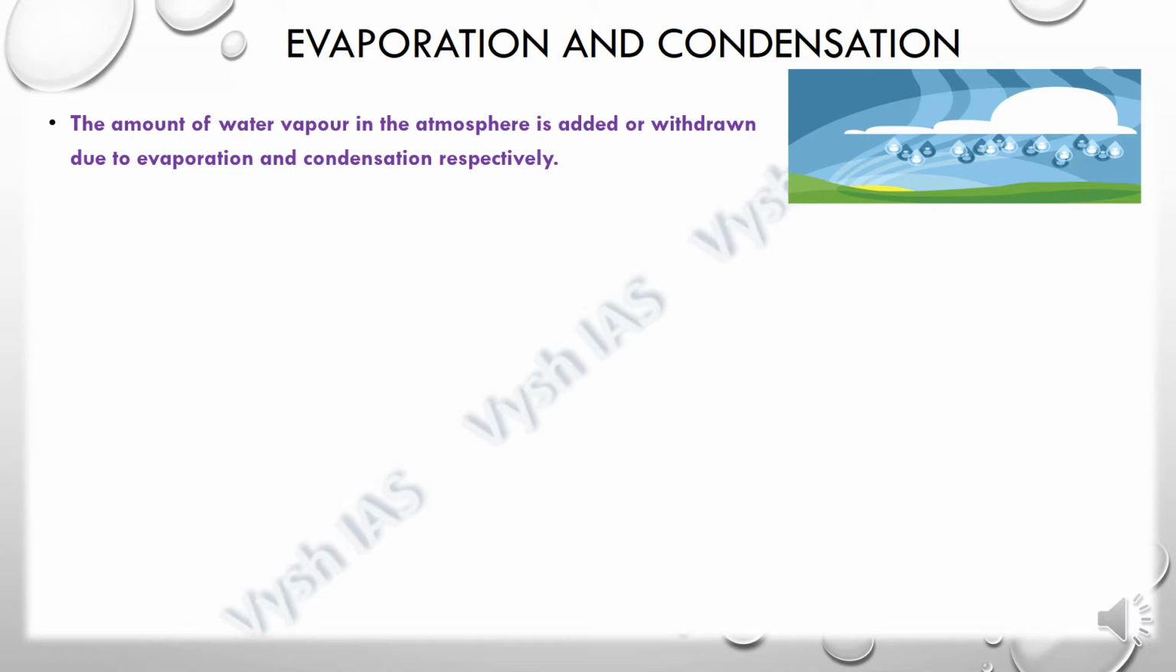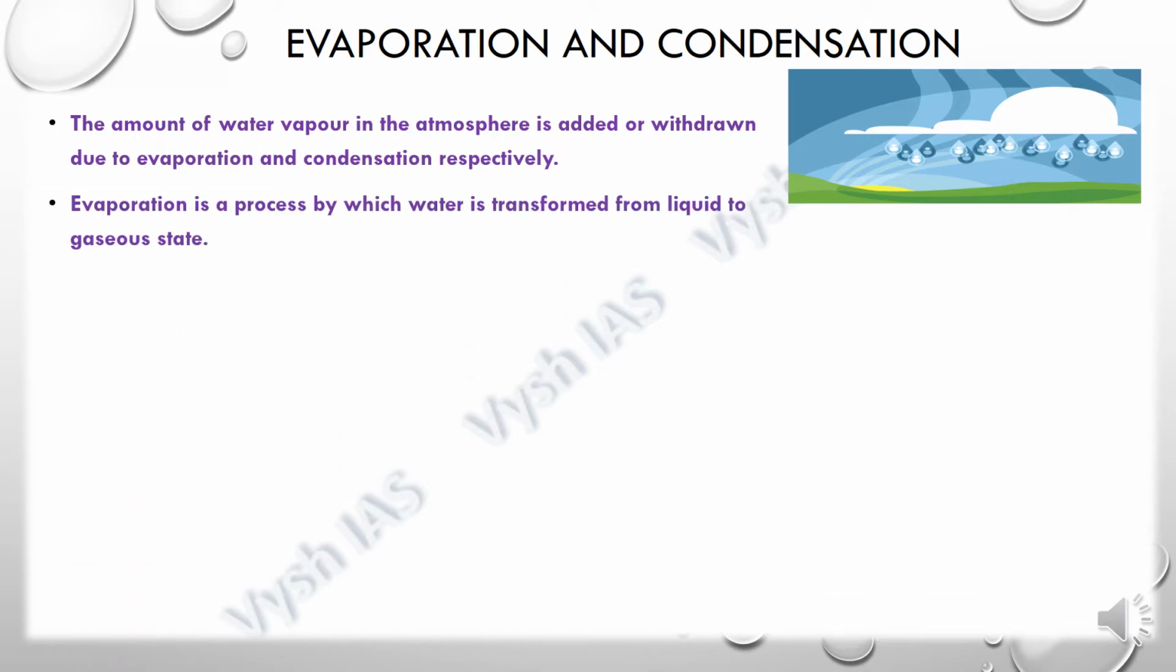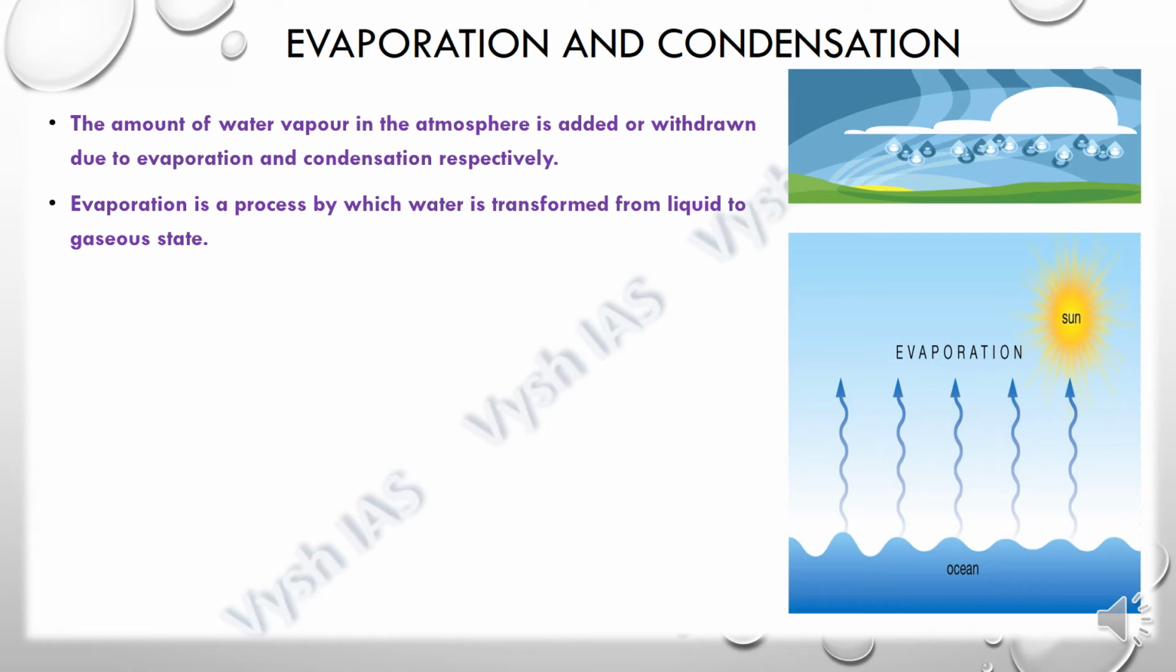Next we have evaporation and condensation. The amount of water vapor in the atmosphere is either added or withdrawn due to evaporation and condensation. If you can see these light blue colored stripes or bands, this is the evaporation process, and condensation is when the clouds form and then precipitation or rainfall takes place. Evaporation is a process by which water gets transferred from liquid to gaseous form. These two words are very important: liquid to gas.